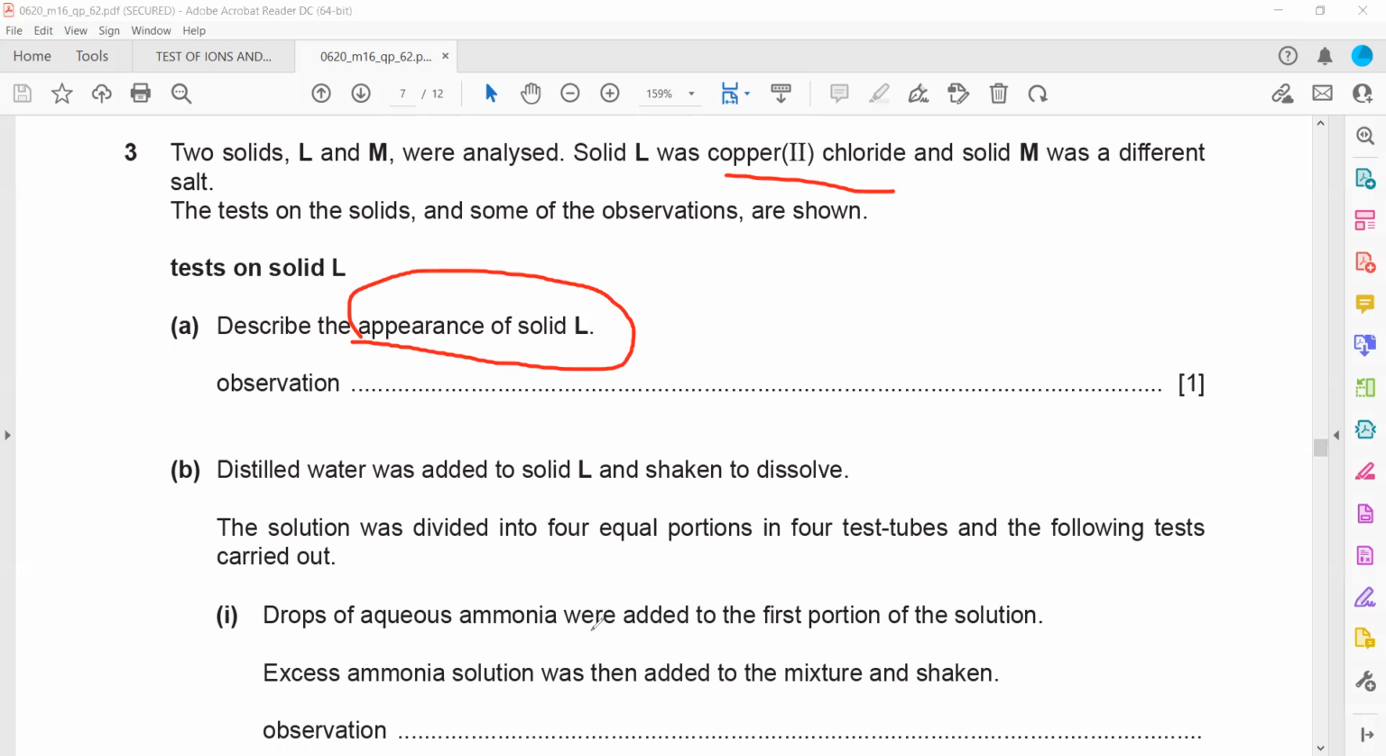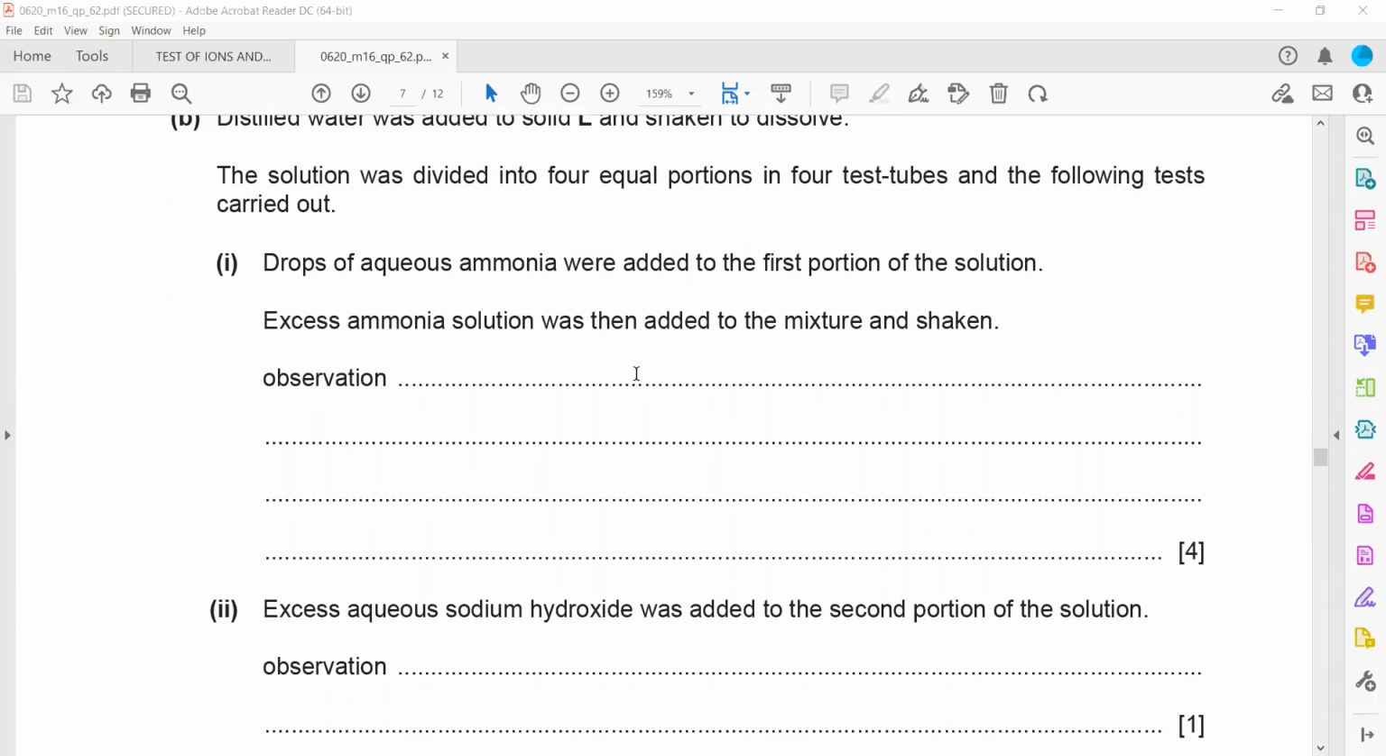It is a copper salt. So most of the copper salts, what is the appearance of the copper salt? The copper salts are mostly blue in color. So we'll mention it will be a blue solid, because salts are solid at room temperature. Or you can also mention blue, because I already mentioned the appearance of solid L.